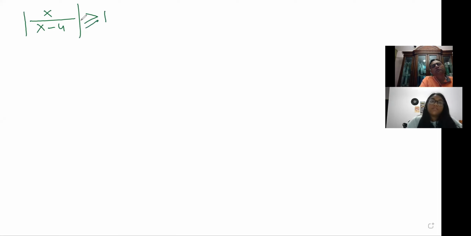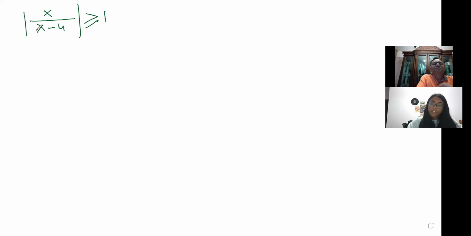I'll share a blank screen. So the question was, can you tell me what was the question? Absolute value of x over x minus 4 is greater than or equal to 1, right? So this is an absolute function. We will first analyze when this function is positive and when this function is negative.